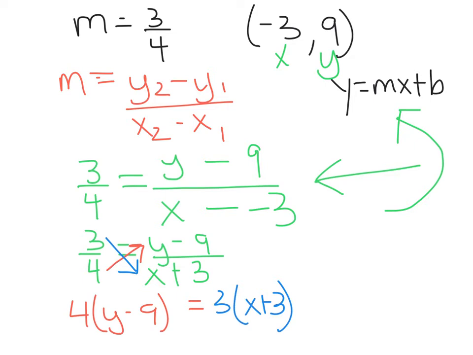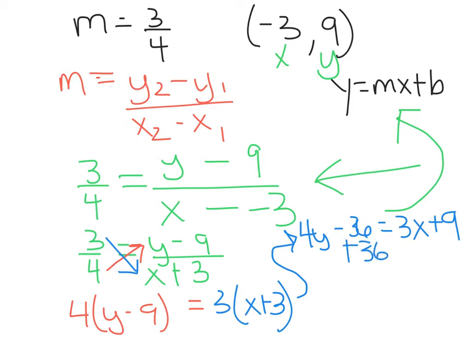Okay, it's getting closer to looking like y equals mx plus b, so now I'm going to do the distributive property, and I'm going to write up here because I ran out of room. So I have 4y minus 36 equals 3x plus 9. And now I got to solve for y. So I'm going to add 36 to both sides. And I get 4y equals 3x plus 45.